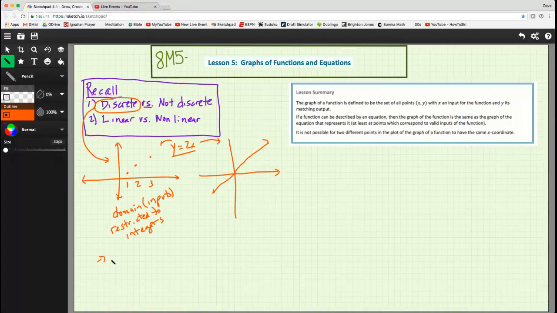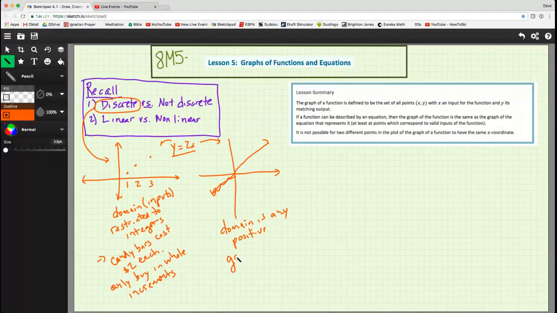So your example question might be, candy bars cost $2 each. So here you can only buy in whole increments. Over here, your domain can be anything. Your domain is any positive number.